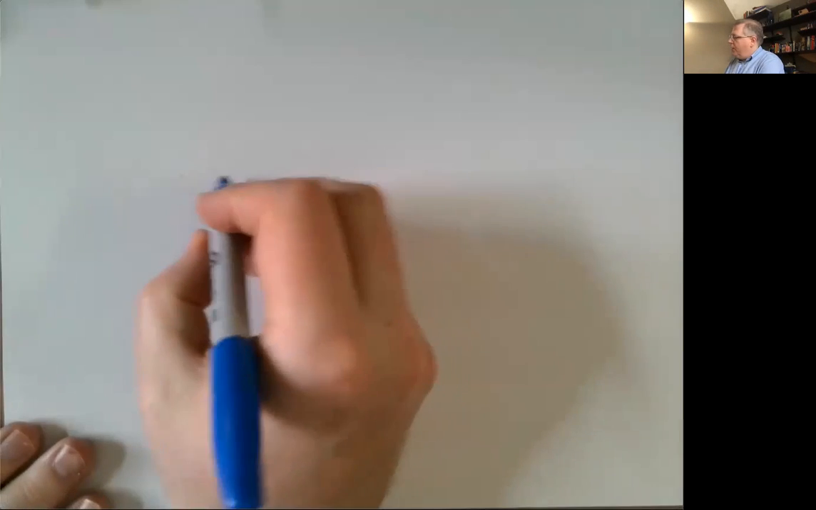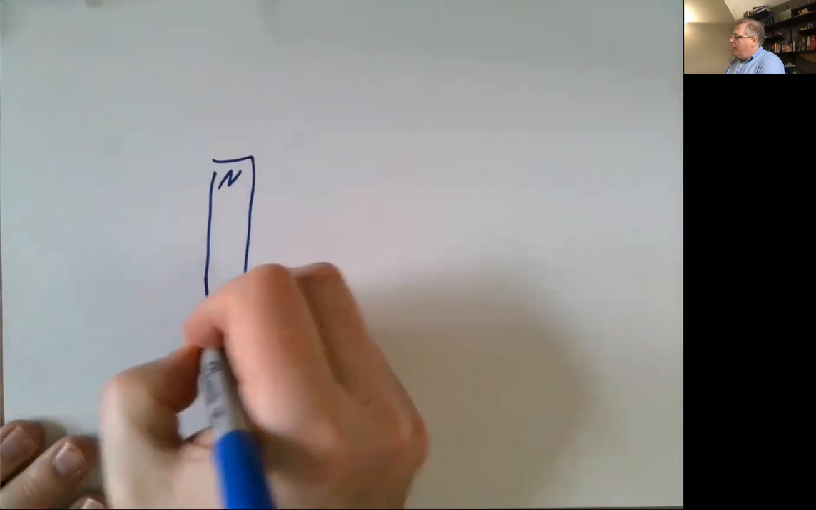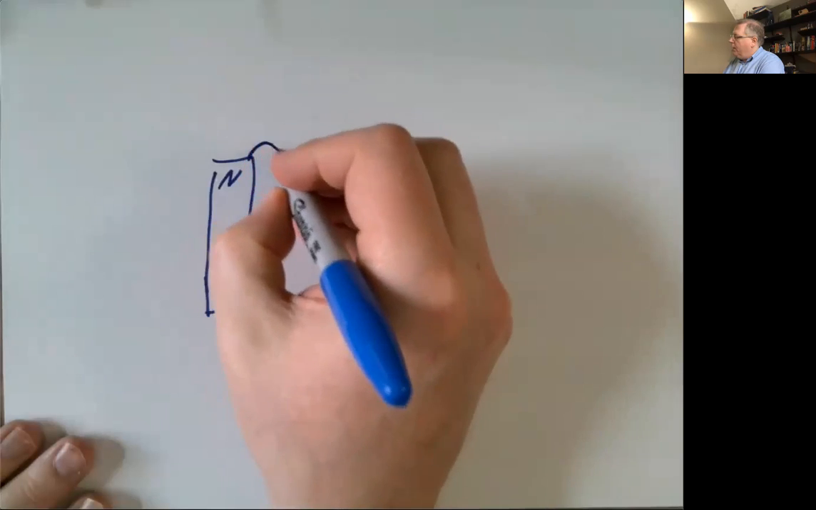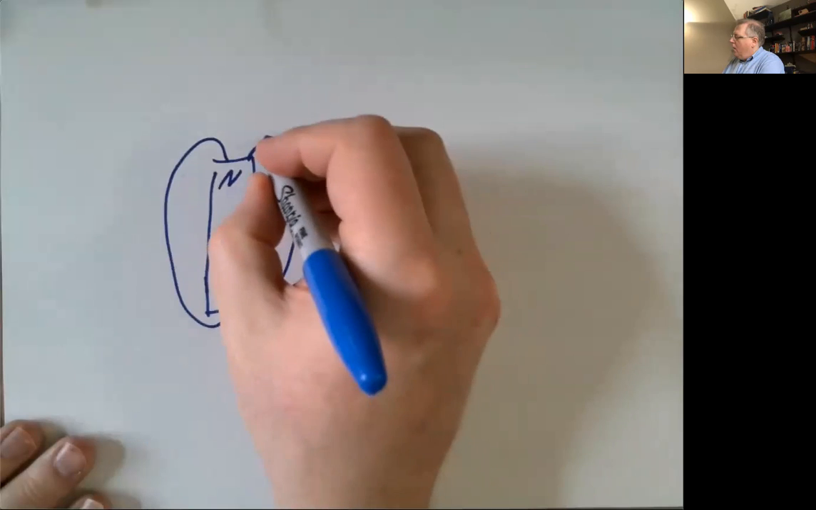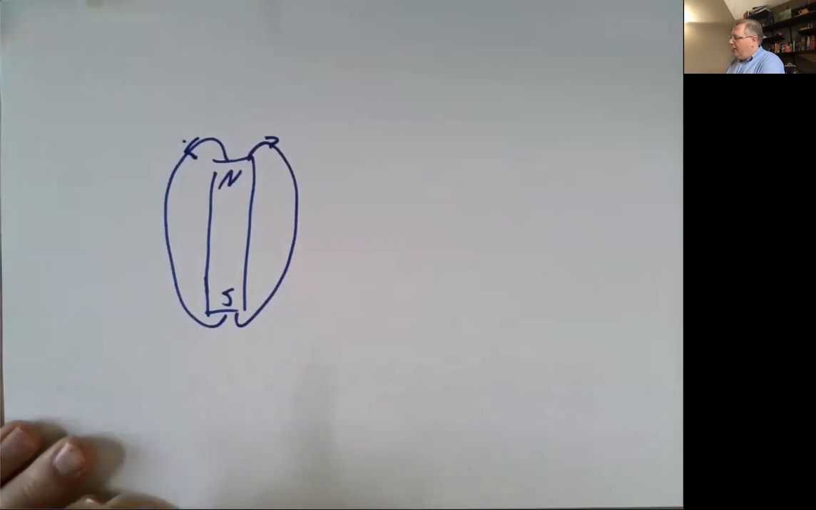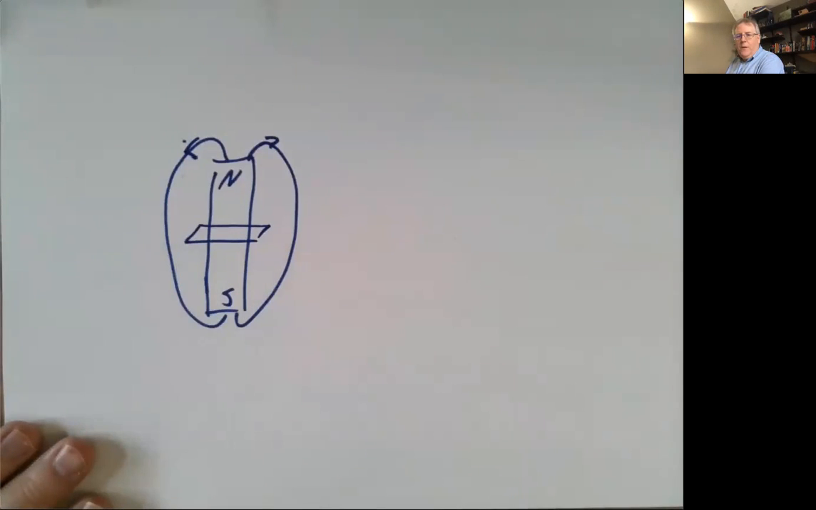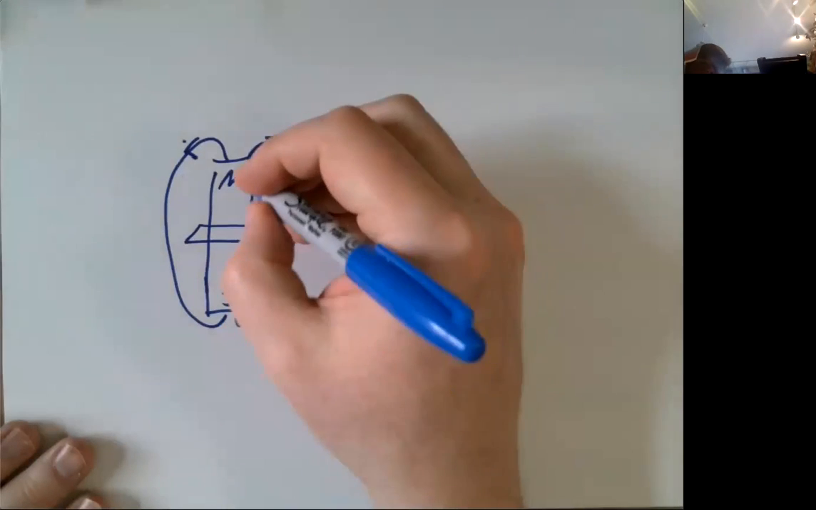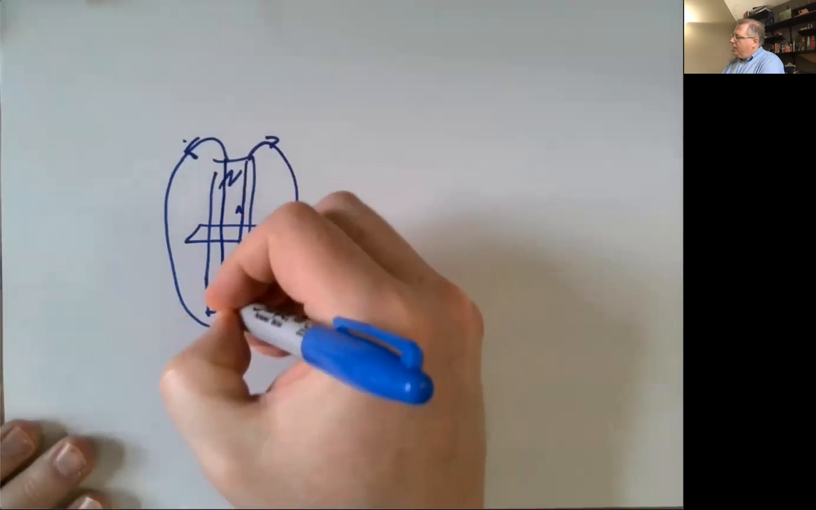Okay, so let's draw this again. So we have north and south. We have our field lines doing this. All right, is that picture right? Do I have the whole picture here? Shouldn't there also be lines through the whole magnet? Right, that's exactly right. So I've got these lines.